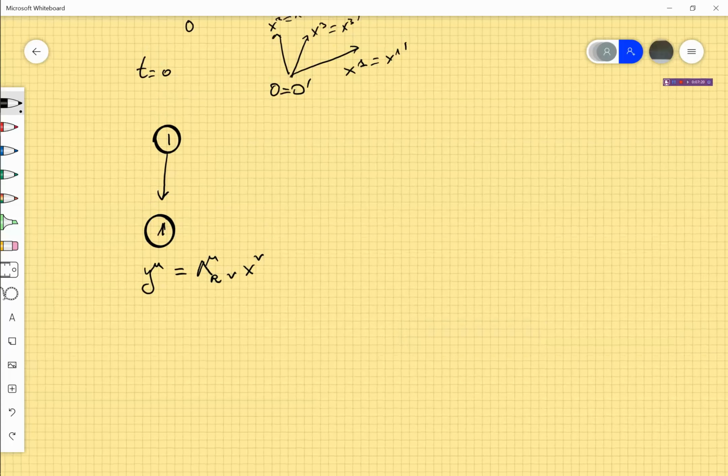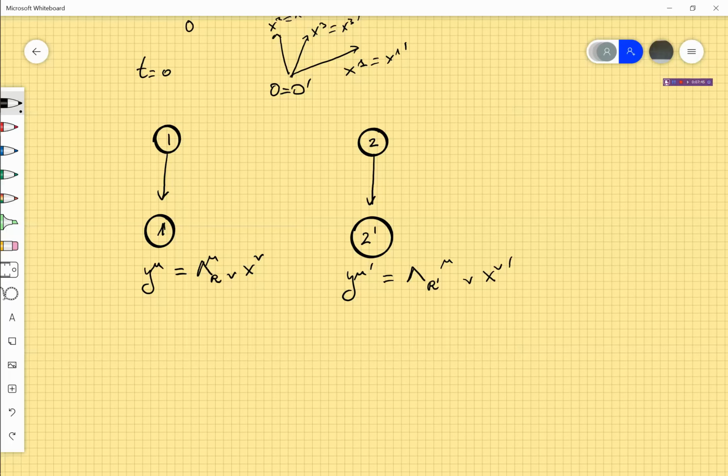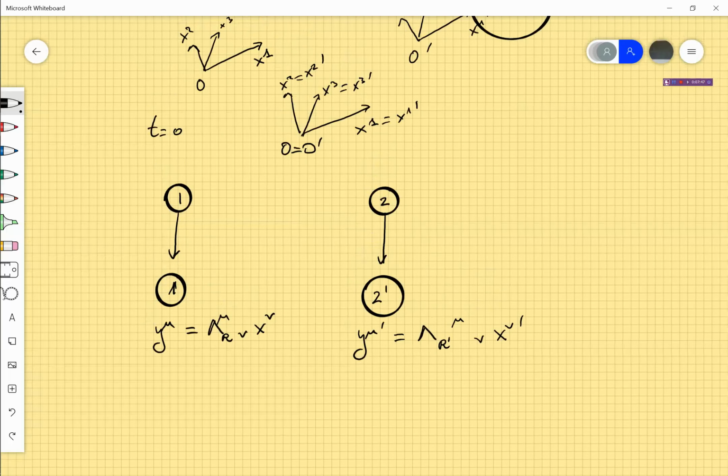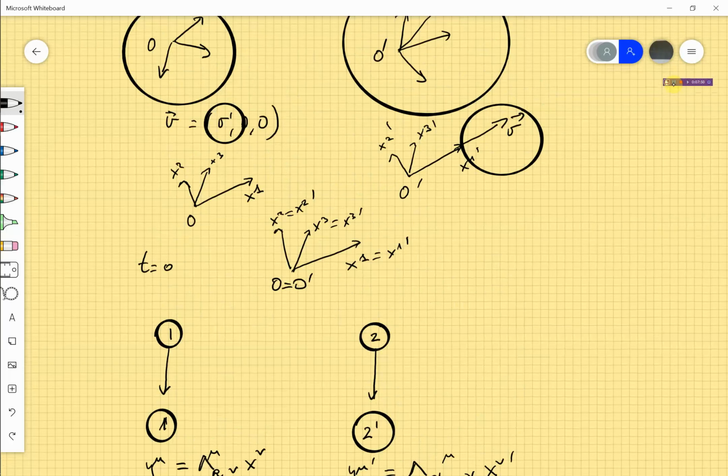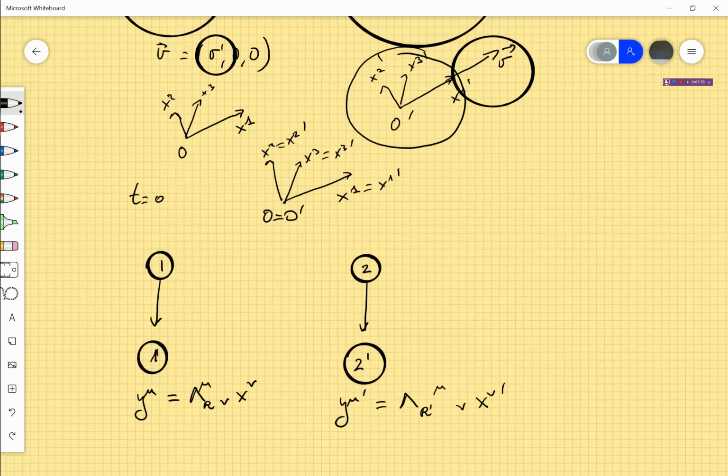System 2 will also be rotated to 2', as we said, but by a different rotation. So we have an R' that relates y^μ' and x^ν'. And what this transformation does is that it rotates this system 2 so that the axes are parallel to those of system 1.